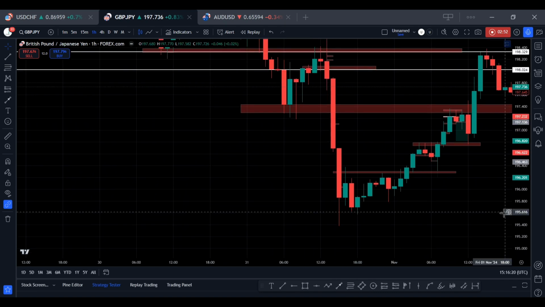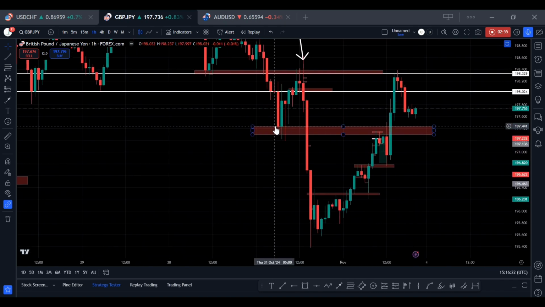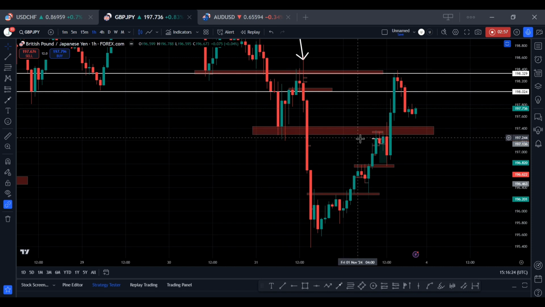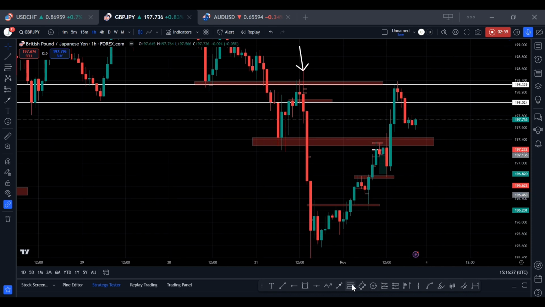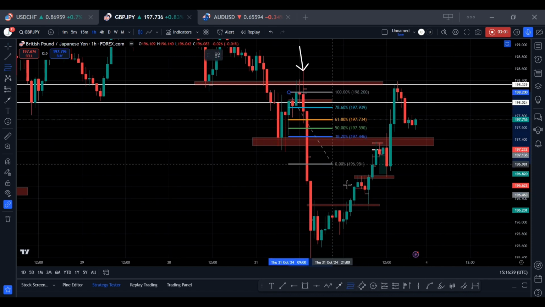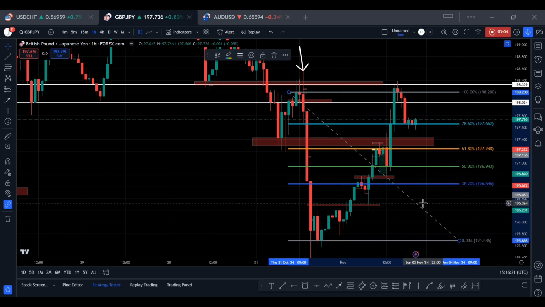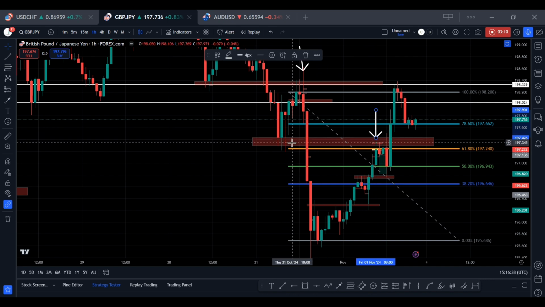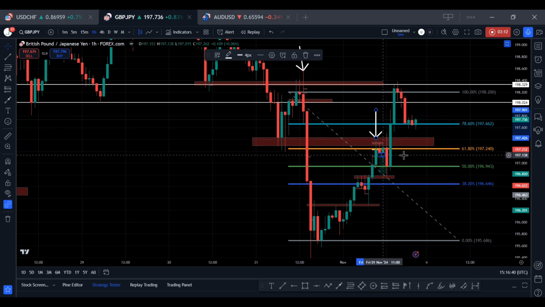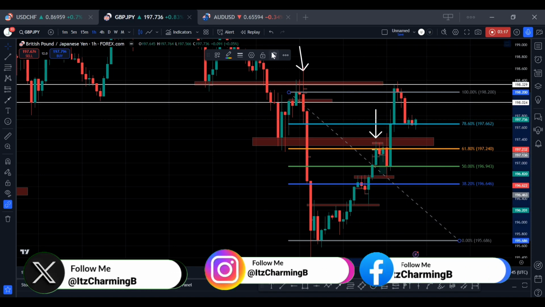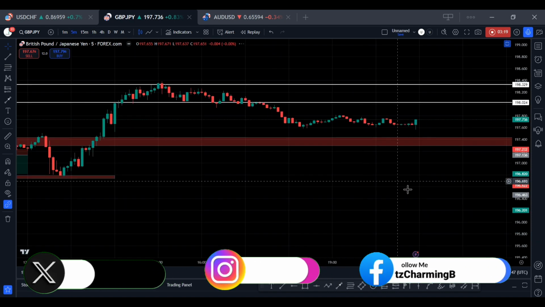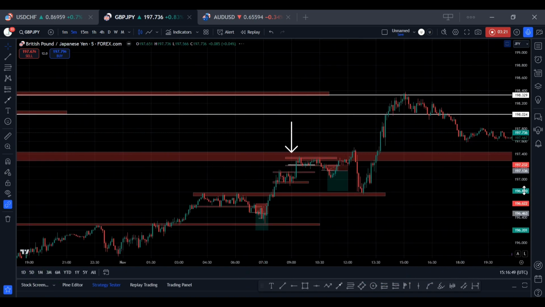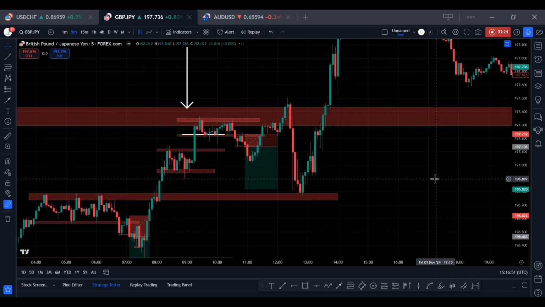So I saw it approaching this key level again, this key level right here. And if you pull the Fibonacci from here to here, you will discover that this is also a Fibonacci level, and this is also a support and resistance level, right? So when I saw that, I had to go to the 5 minutes time frame to look out for entry.